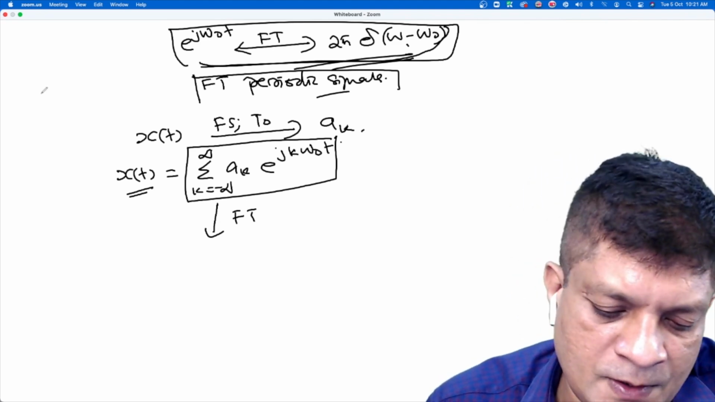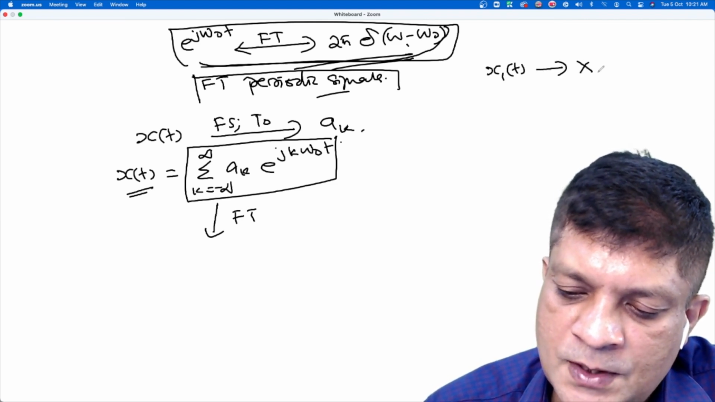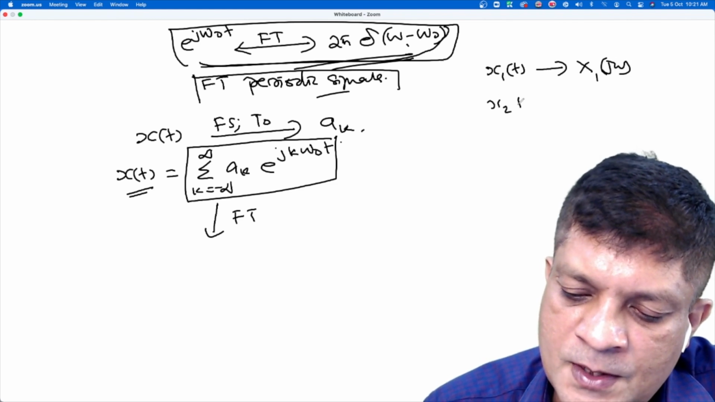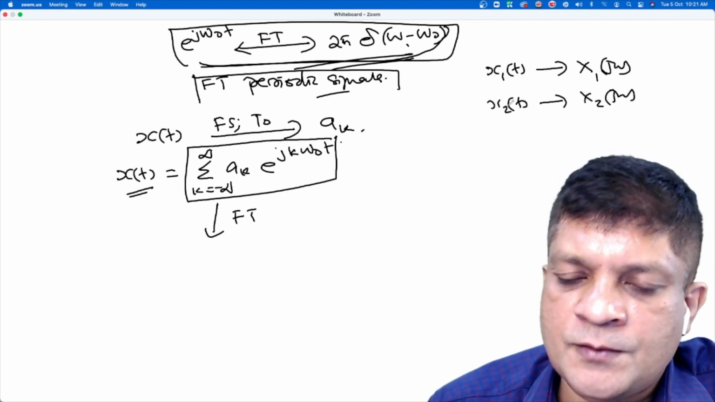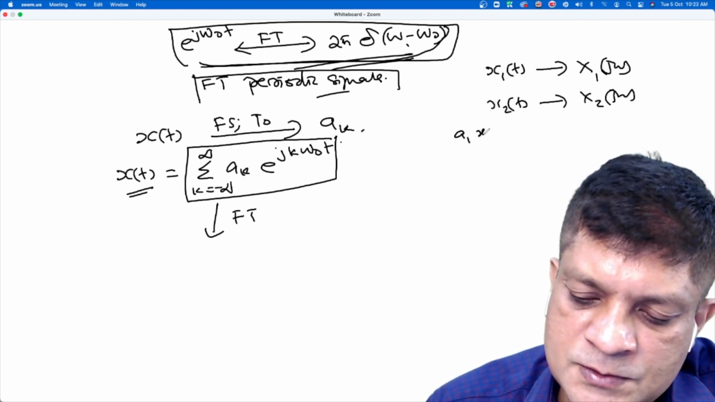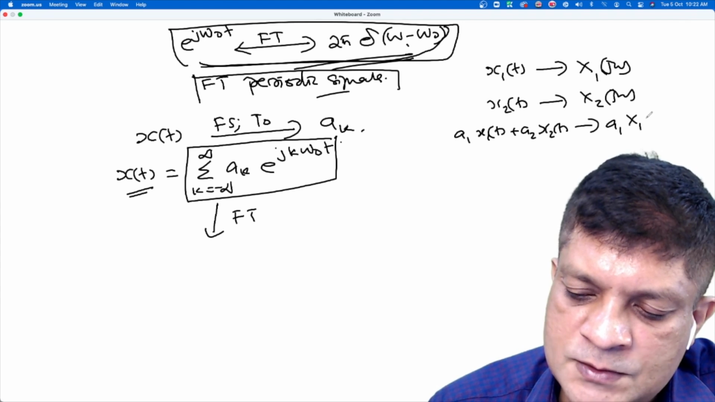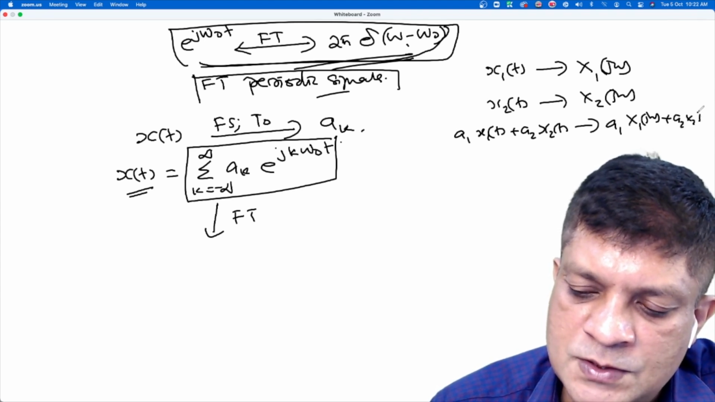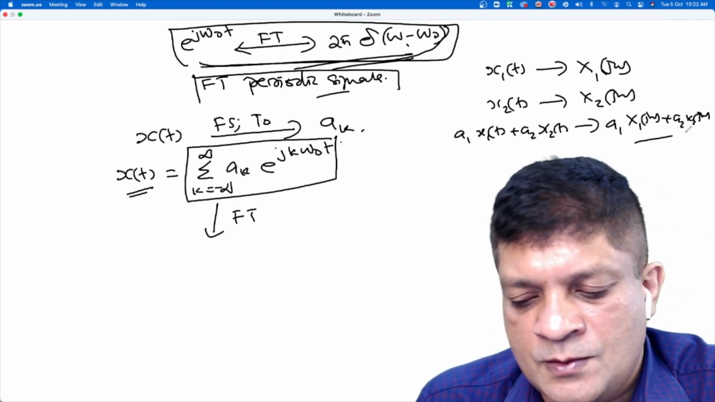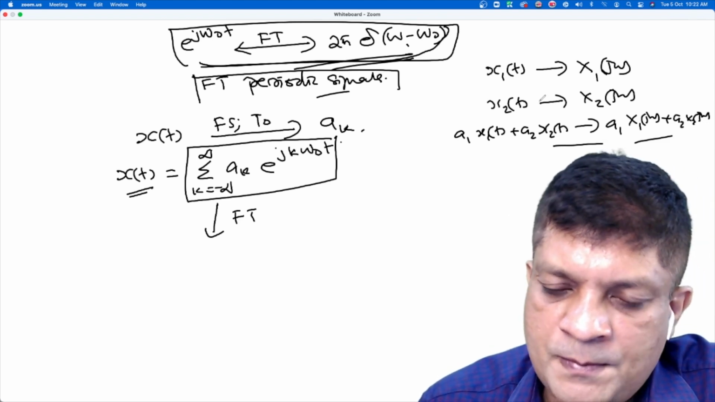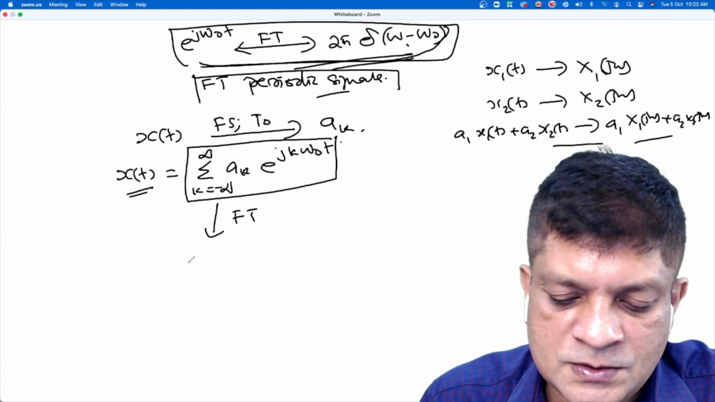That means the linearity property states that if x1 of t has Fourier transform X1 of j omega, and x2 of t has X2 of j omega, and if we consider a linear combination of x1 of t and x2 of t, a1 x1 of t plus a2 x2 of t, then its transform is a1 X1 of j omega plus a2 X2 of j omega. That is the linearity property of the Fourier transform. That proof is straightforward. I am not going to derive that. So if we apply this linearity property here, tell me what is the Fourier transform of this?